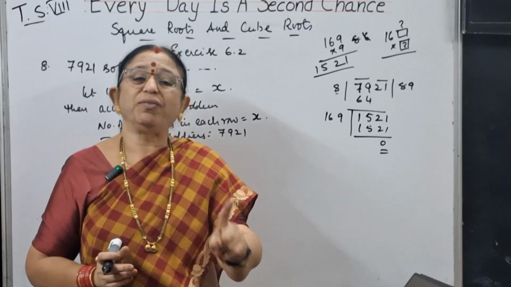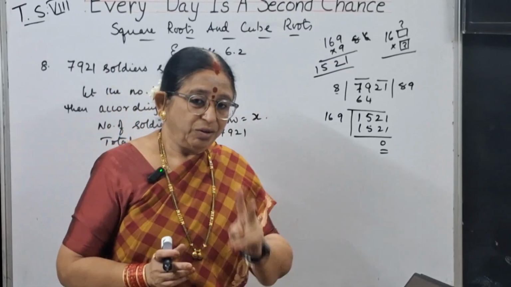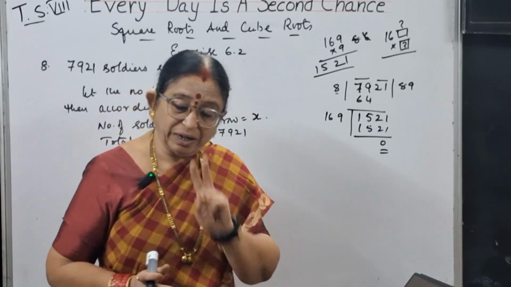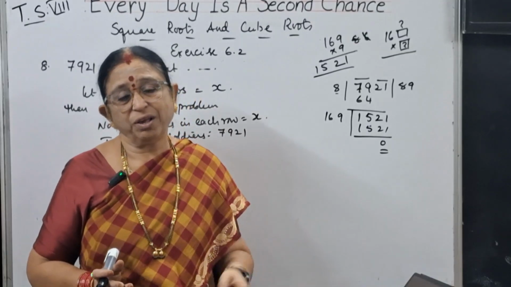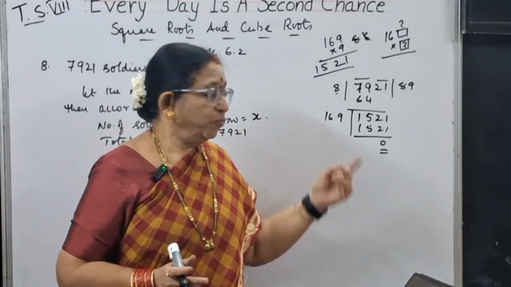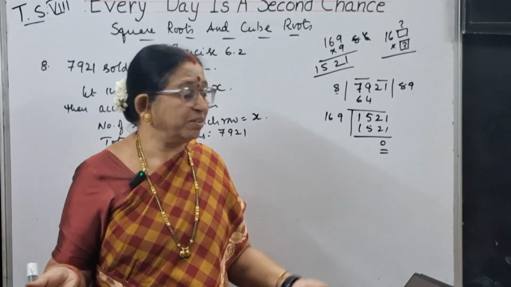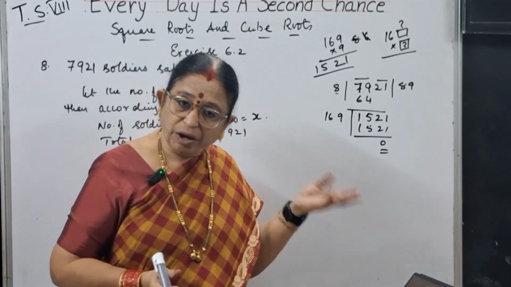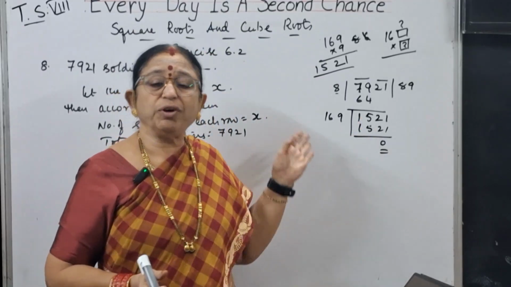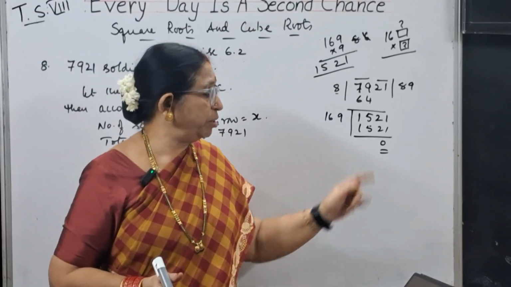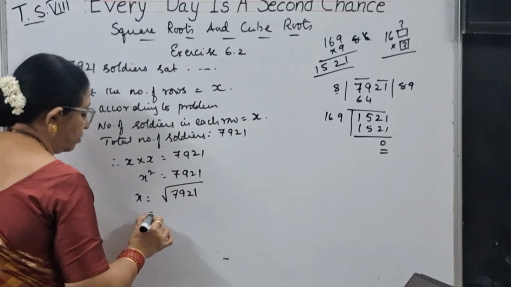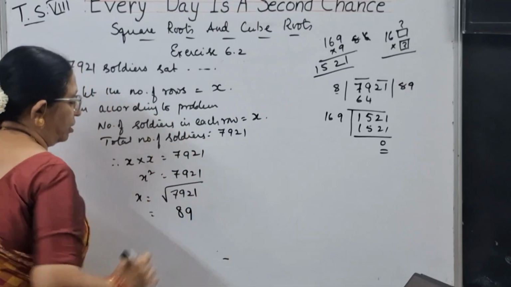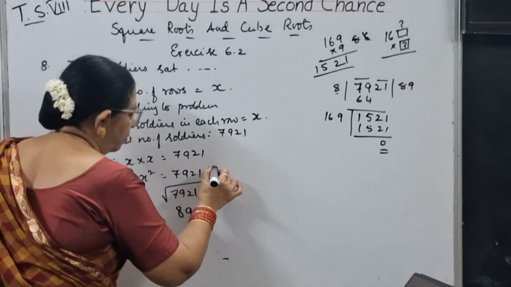1 one is 1, 9 nines are 81. Only these two numbers, 1 and 9, are responsible for giving 1 in units place. So 1 we cannot take because 161 into 1 is 161, a very small number. So we have to opt for 9. When I have found with the 9 I have got the same number. So 89 is the square root. So what is the x value? X value is 89.